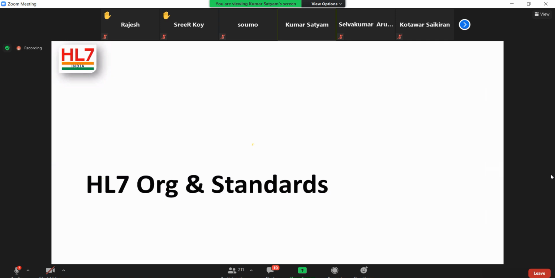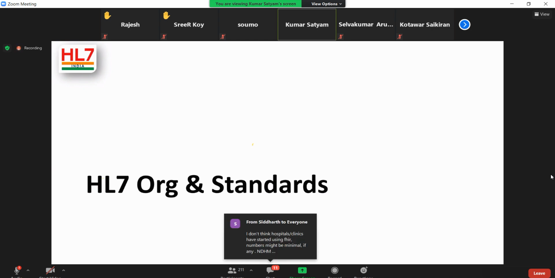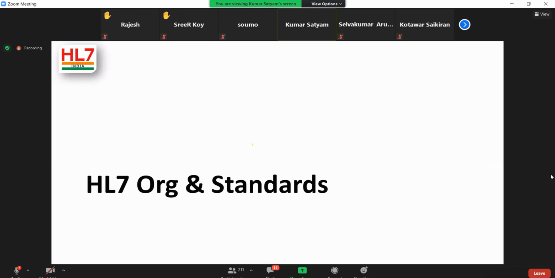Okay. So HL7 org and standards. I think everyone knows that HL7 is actually an organization. It's a standards development organization, which develops lots of standards. And its standards are like FHIR is one of the standards of HL7. HL7 version 2.x is another standard. CDA is another standard, and so on and so forth.